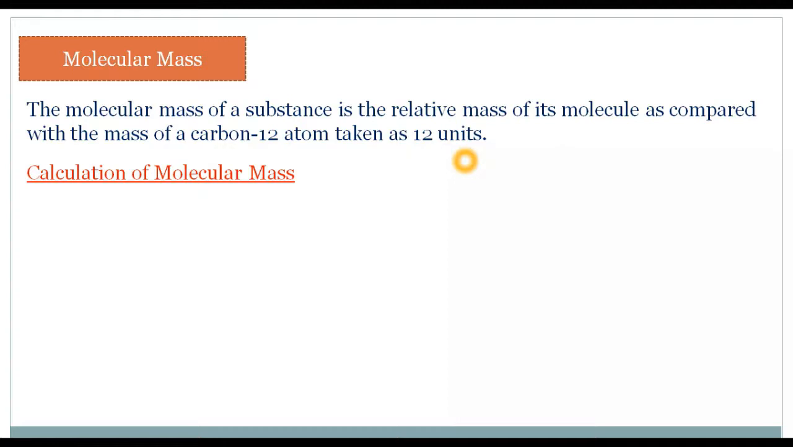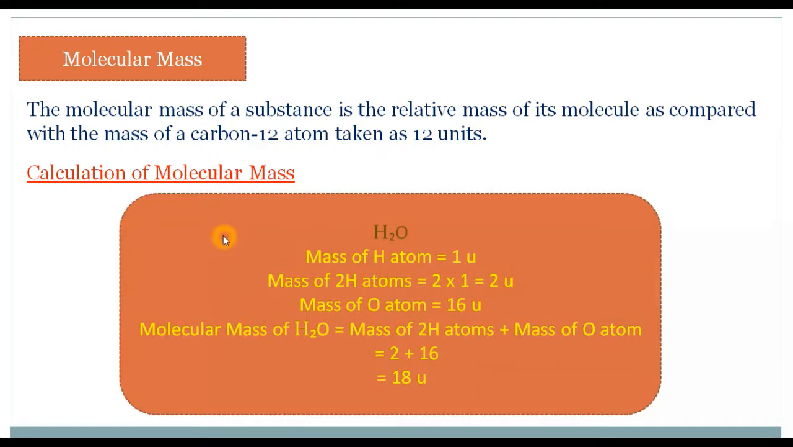Now let's calculate the molecular mass of some compounds. If the molecular formula of a substance is known, then you can easily calculate the molecular mass. So you should know the molecular formula of the substance. Molecular mass is equal to the sum of atomic masses of all the atoms present in one particular molecule.